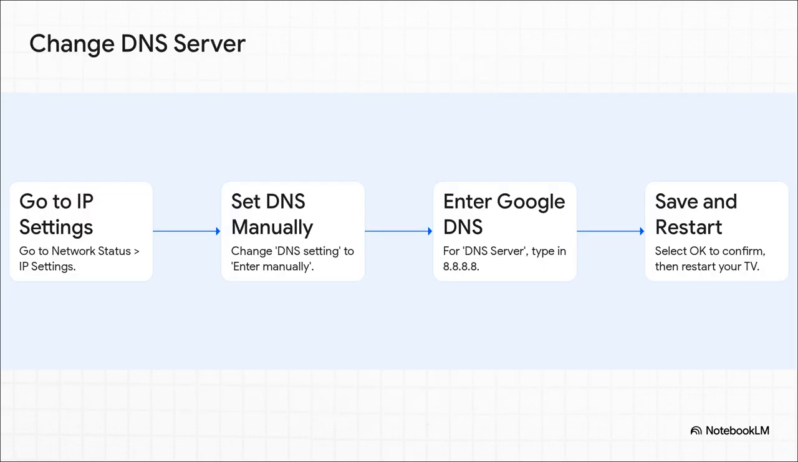And this is a really powerful trick. We're going to manually tell your TV to use Google's public DNS server instead of the one from your internet provider. Google's is famously fast and super reliable. So you're going to navigate to your IP settings, change the DNS setting to enter manually, and then for the DNS server, just type in 8.8.8.8. Hit OK, save the settings, and then restart your TV. This one little change can solve a whole host of really strange network problems.